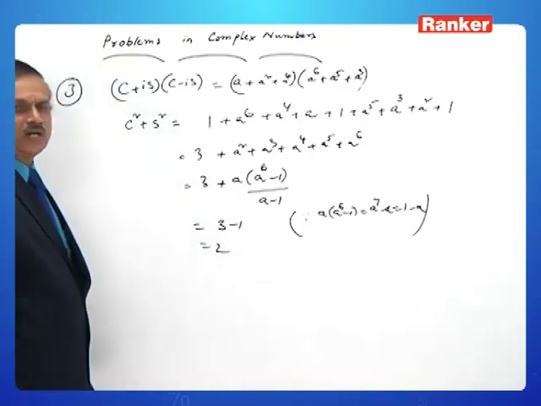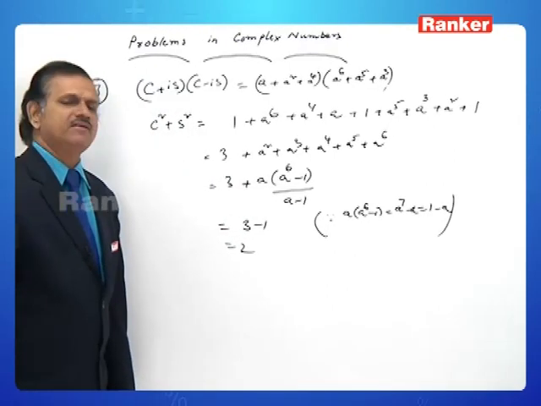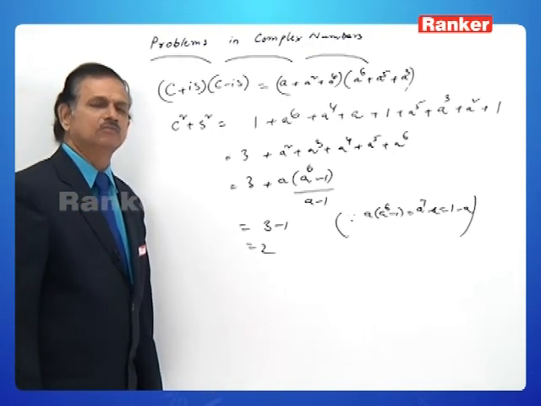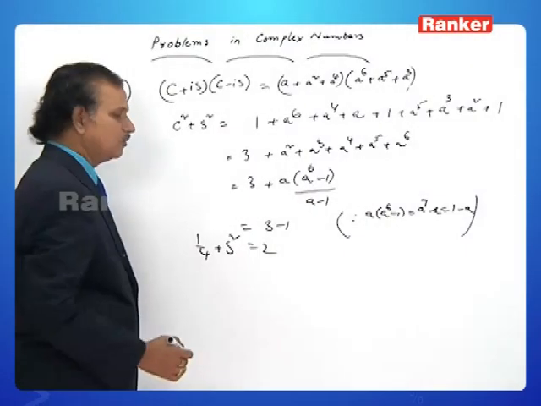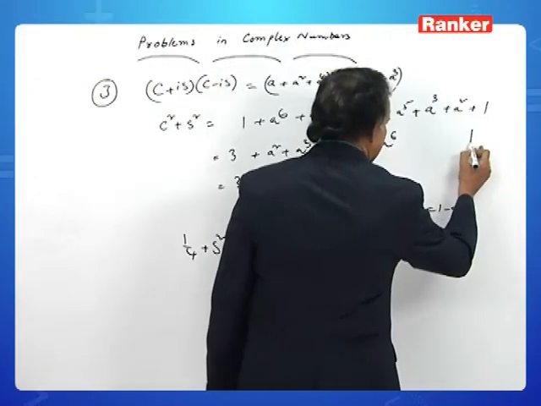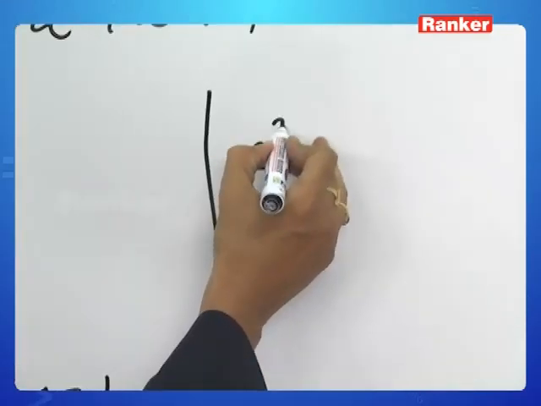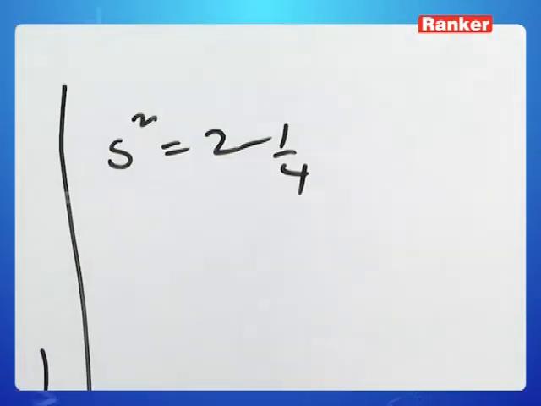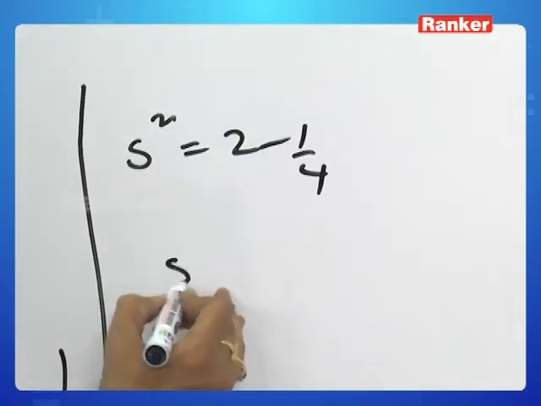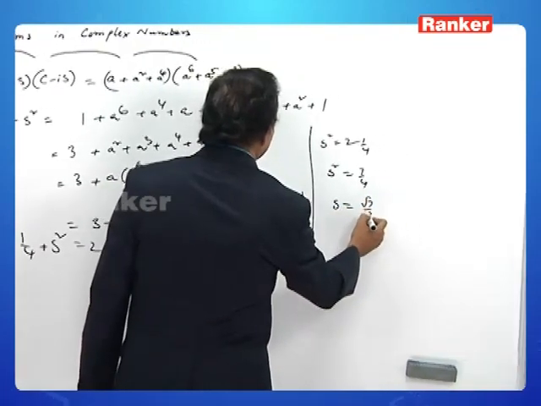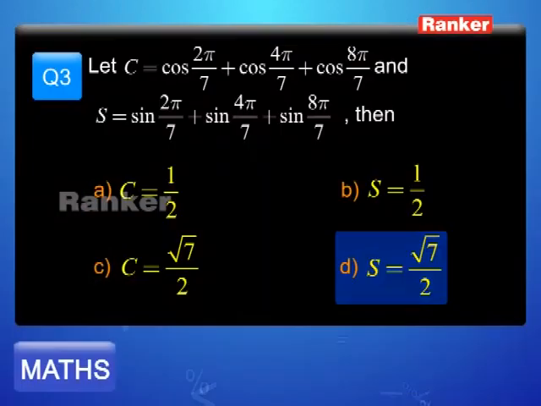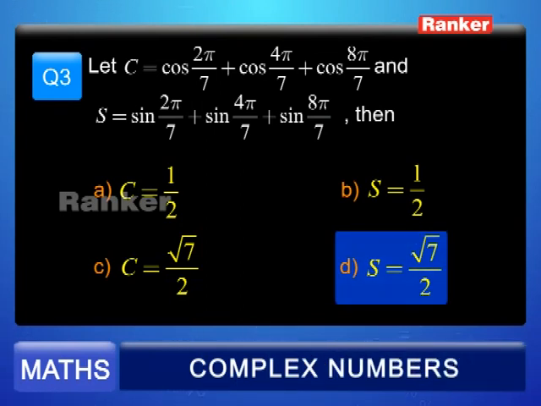What is C square? What is C actually? Previously, we got that C is equal to minus half. C square is 1 by 4. 1 by 4 plus S square is equal to 2. So, at last, we have got S square is equal to 2 minus 1 by 4, that is 8 minus 1 by 4, that is 7 by 4. S square is equal to 7 by 4, hence S is equal to root 7 by 2. Is it available? Of course it is available. In the fourth option it is available. Hence S is equal to root 7 by 2 is the correct answer.